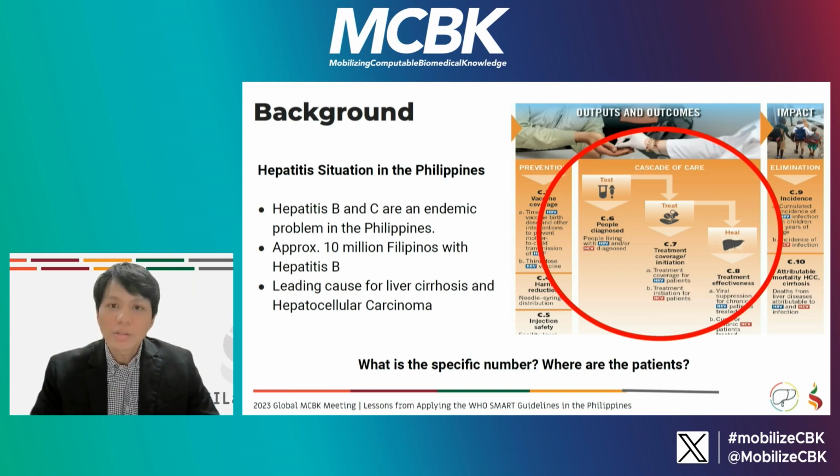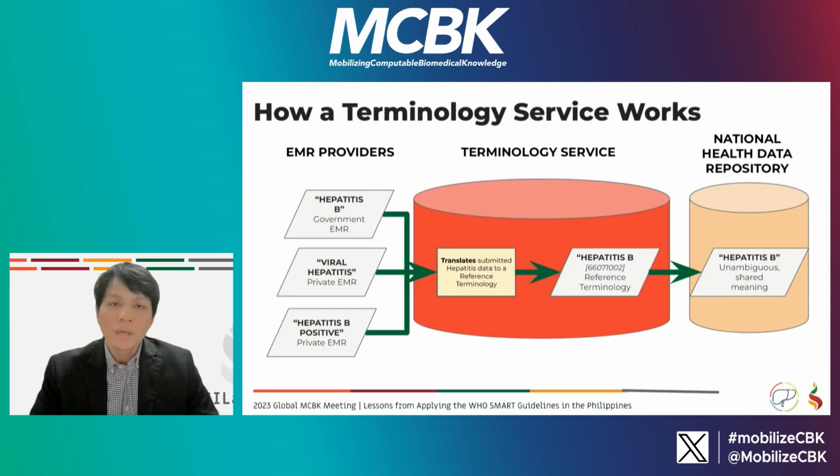And the public health response to this requires that we know the number of people diagnosed with the disease, the number of people being given treatment, and the number of people who are cured of the disease. The problem, however, is that we don't know the number. The data is scattered among the different EMRs and hospital information systems of the different clinics in the country. It's because of this problem that we've decided to start the Viral Hepatitis Project in order to be able to aggregate and collect all these data. The Viral Hepatitis Project provides a terminology service and the application of the FHIR standards to the EMRs.